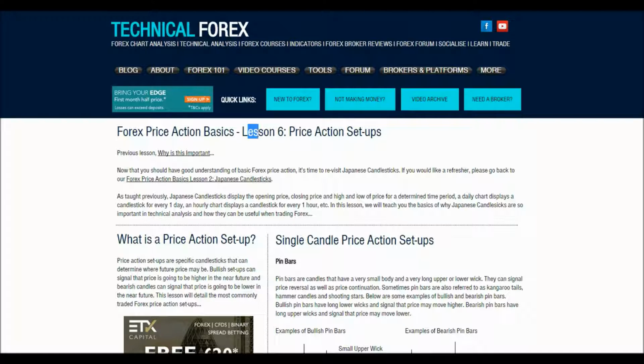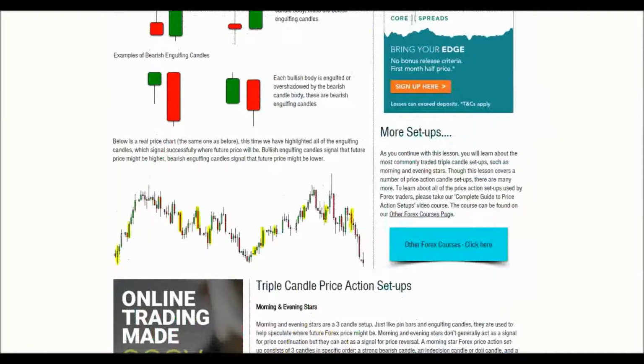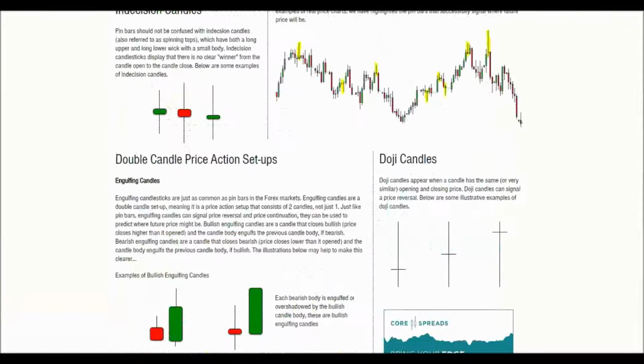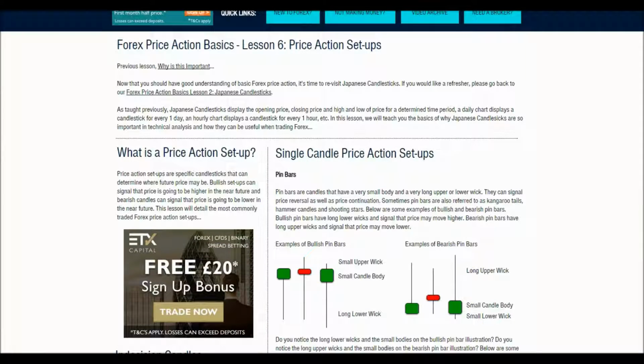This is lesson 6, price action setups, and in this lesson we'll look more into Japanese candlesticks and how they can be used in trading Forex or any other financial markets. So first of all, what is a price action setup? A price action setup is a particular Japanese candlestick or group of Japanese candlesticks that traders and investors look for that can potentially signal where future price is going to be. And that will make more sense as this video goes on.